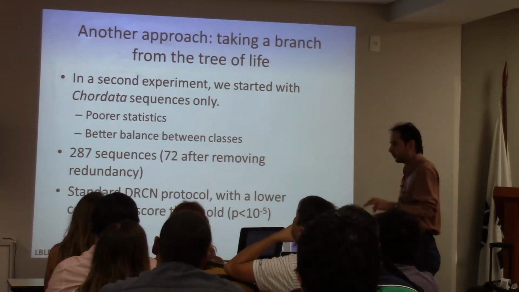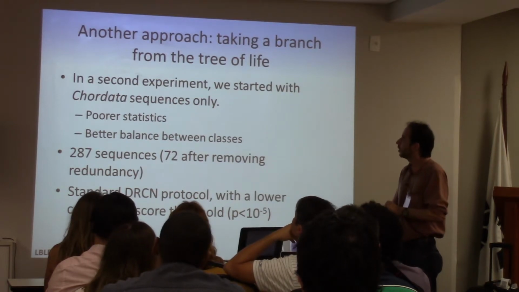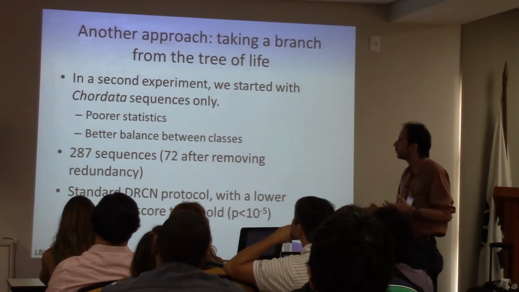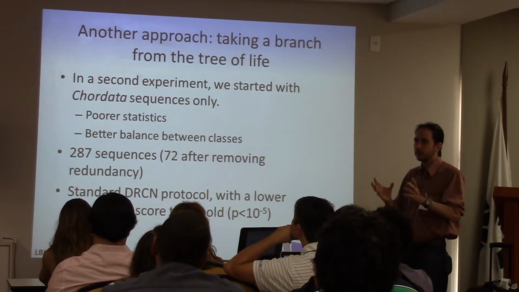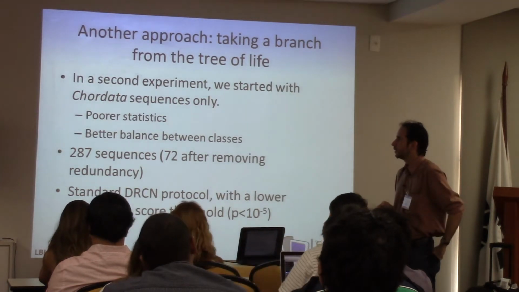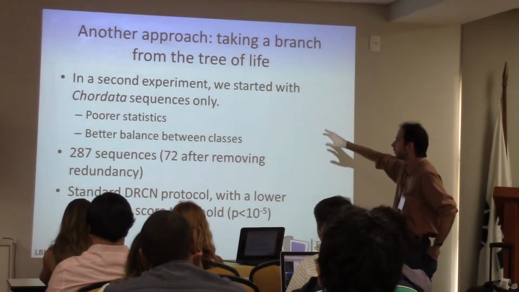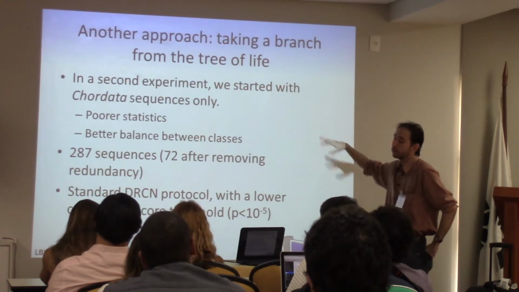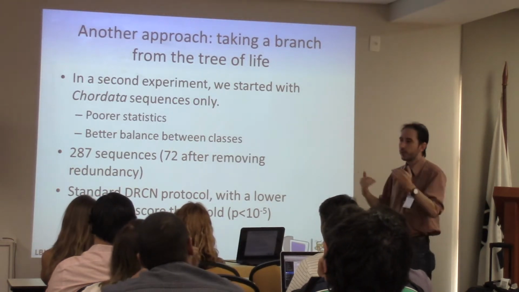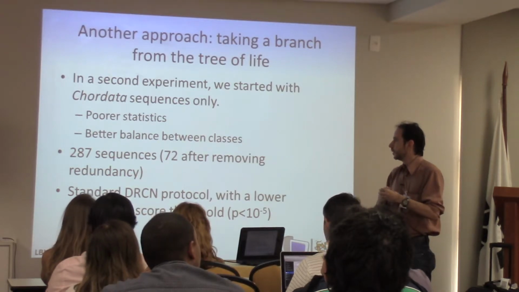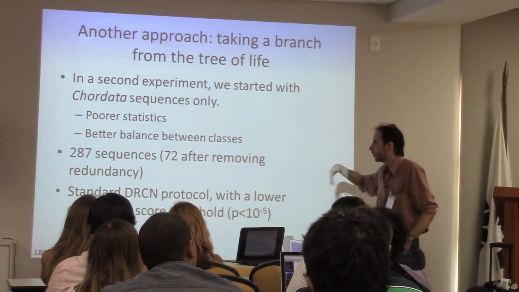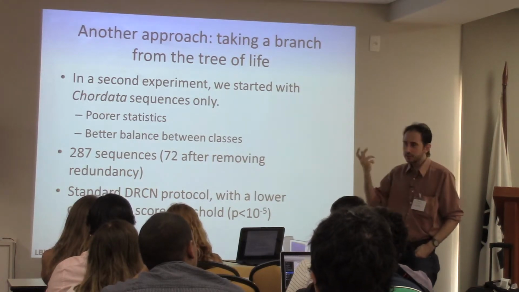How can we do this without cheating? Another approach we took, as I said, was taking a branch from the tree of life, in order to have a better sampling from the two classes. We started with core data sequences only. This has a bad thing, that we'll have poor statistics, but at least we have a better balance between the classes. So it's much fewer sequences. We have only 72 after removing redundancy, but we still get some signals.